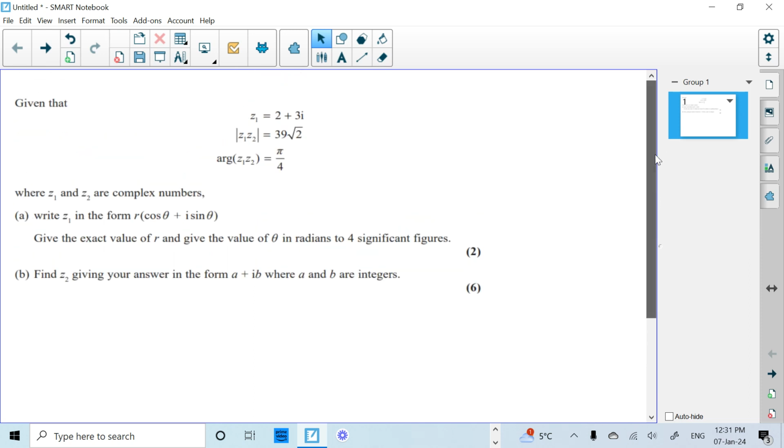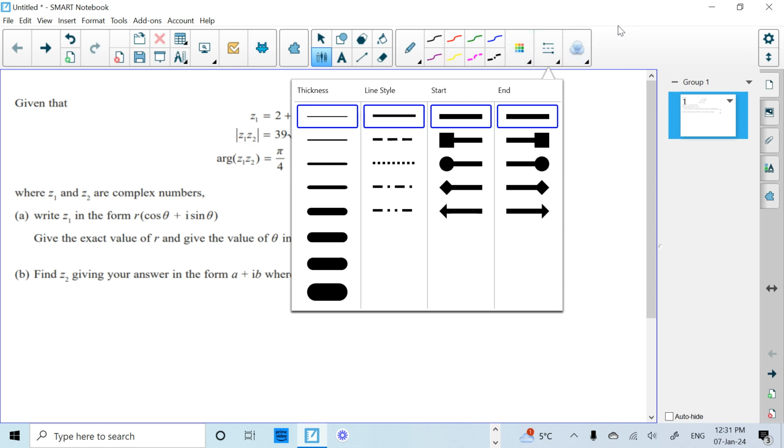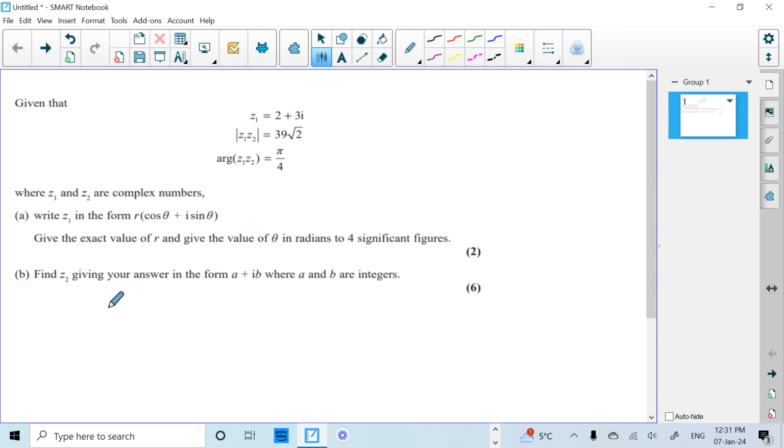So part A, what we need to start off with is our modulus. Find the modulus. So find the modulus. That will give you r is equal to the root of 2 squared plus 3 squared, and that gives you the root of 4 plus 9, which is the root of 13.